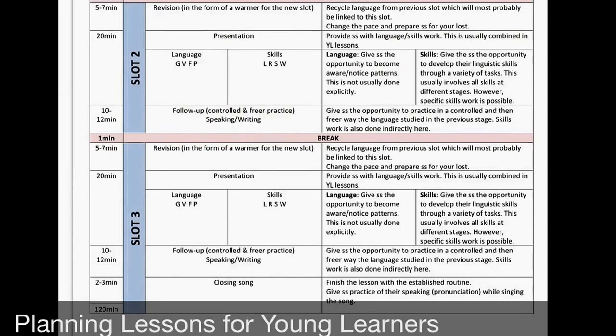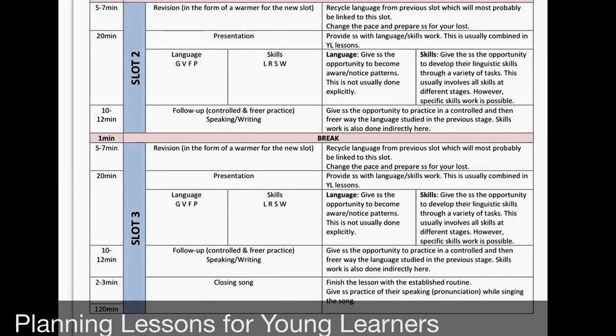Now, the last slot, the third person doing the slot, again roughly 40 minutes. You don't need an opening song. You would do a warmer or a quick revision of the previous slot. Your presentation, again, as above, either focusing on language or skills for the aims given here, followed by controlled and freer practice. In this case, though, you have the last bit, which is the closing song. And that would finish the lesson with the established routine. They're used to it. After the song, we make them get their bags, get ready, and then line up before we let them go.